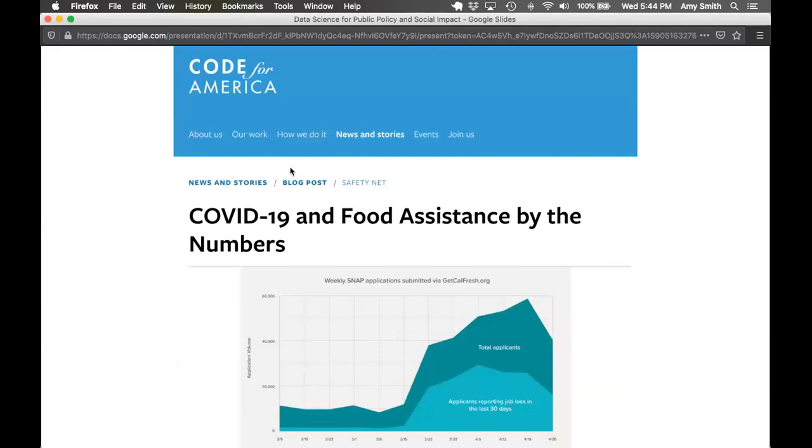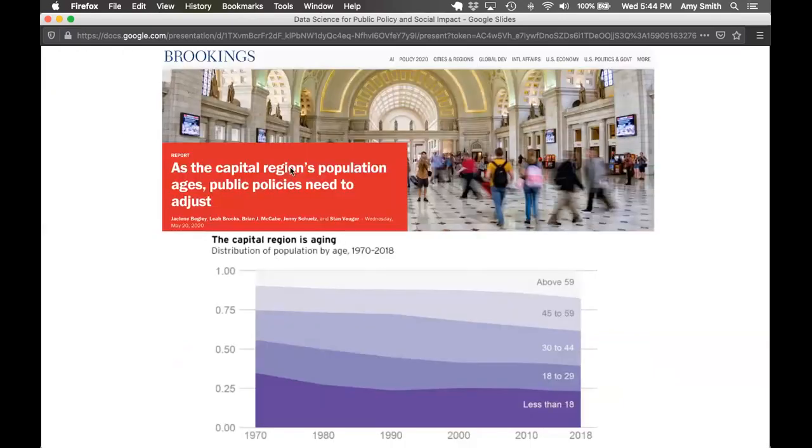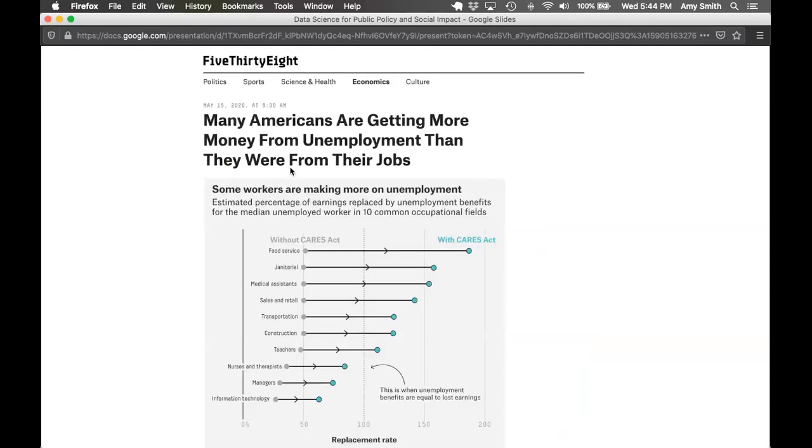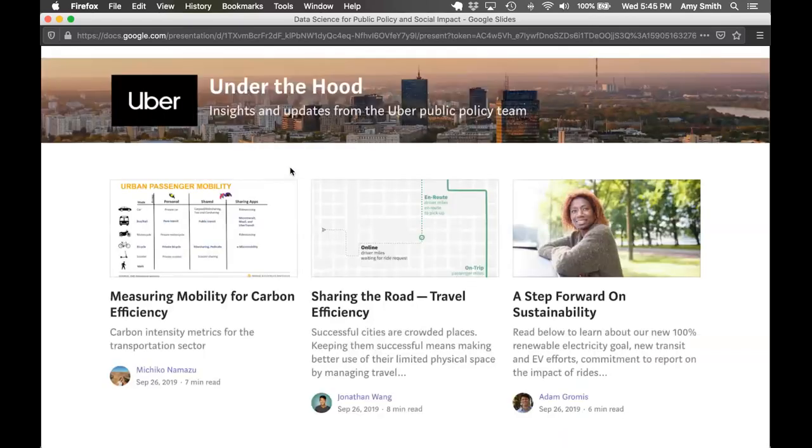You may have heard of organizations like Code for America and think tanks like the Brookings Institution. Even journalists at the New York Times are publishing data-driven deep dives into really important policy issues. One of my favorites is their blog, The Upshot, which if you haven't read it, I would highly encourage you to check it out. And then, of course, there are the very talented data journalists at 538. And then there are companies like Uber that have internal research teams like the team that I worked on.